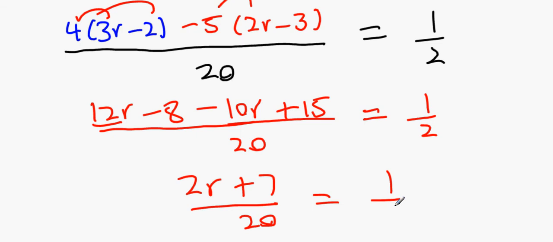What we're going to do next is cross multiply. 2 multiplied by the 2r plus 7 and the 20 multiplied by the 1.